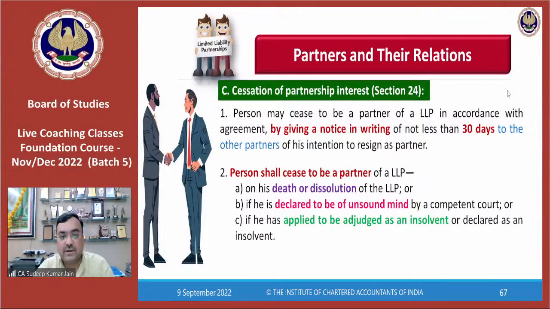A partner shall cease to be a partner on his death or dissolution of LLP, if he is declared to be of unsound mind by a competent court, or if he has applied to be adjudged as insolvent or is declared insolvent. Means if a partner dies or the firm is dissolved, then compulsorily that is the end of the partnership. If the partner becomes of unsound mind, then the partnership interest ends. If he has applied to be declared insolvent or is declared insolvent, in both cases the interest of the partner in the partnership firm ends. So there are 3 cases.